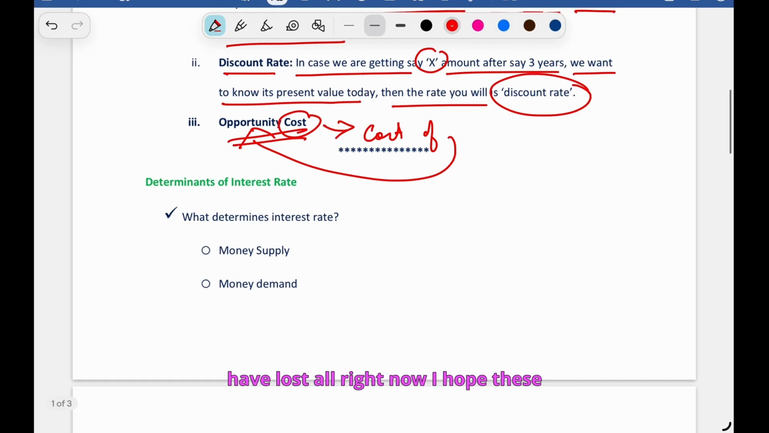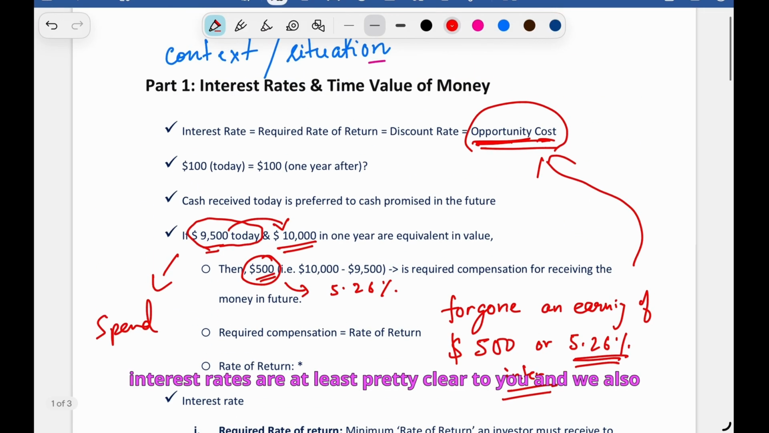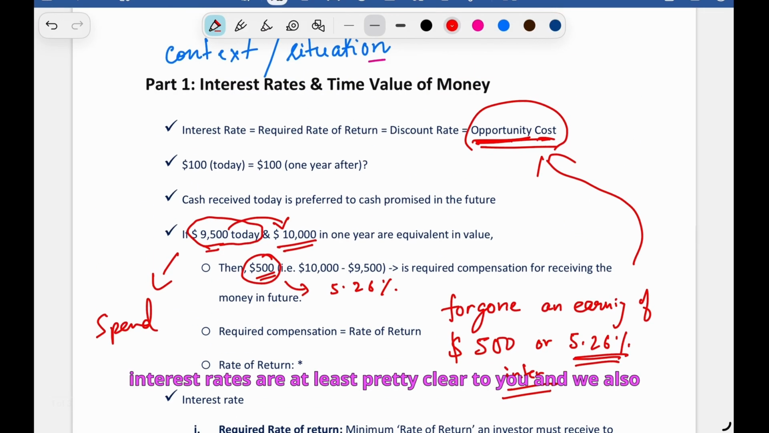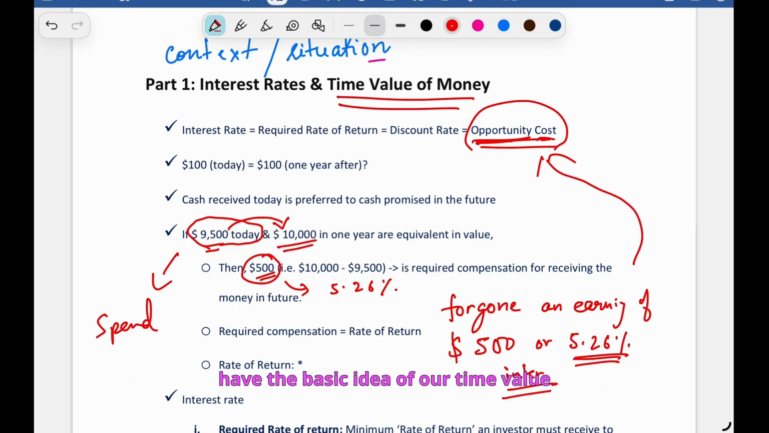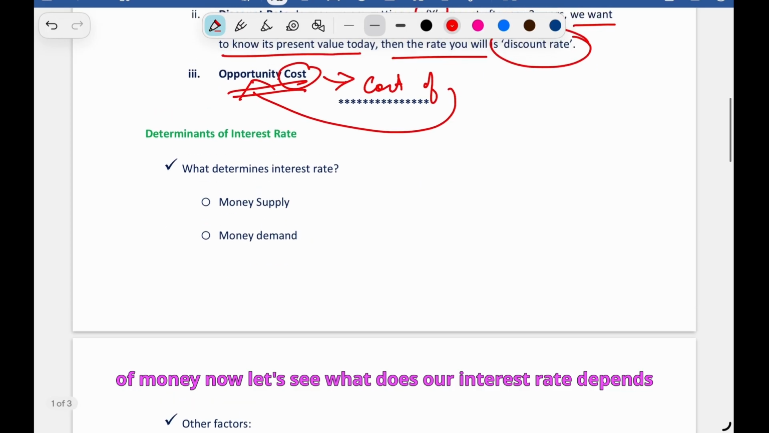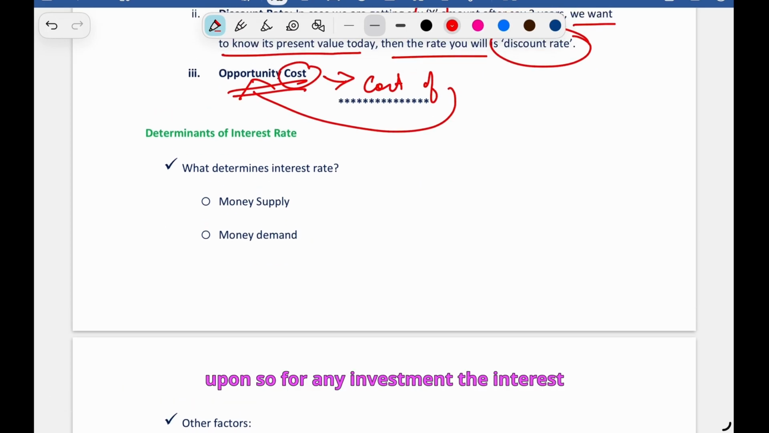Alright. Now, I hope these interest rates are at least pretty clear to you, and we also have the basic idea of our time value of money. Now let's see what does our interest rate depends upon. So for any investment, the interest rate which a person will be receiving, or if you are the one who is creating that investment product, how much interest rate you are going to give. So it will be determined by several factors, right?